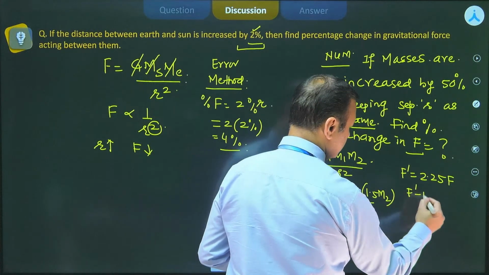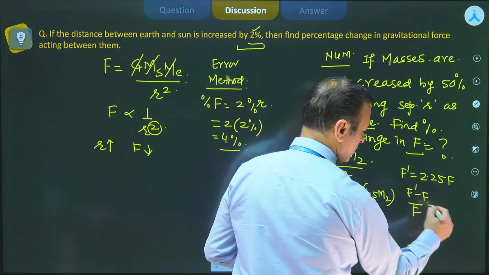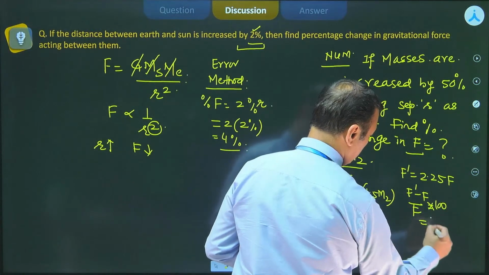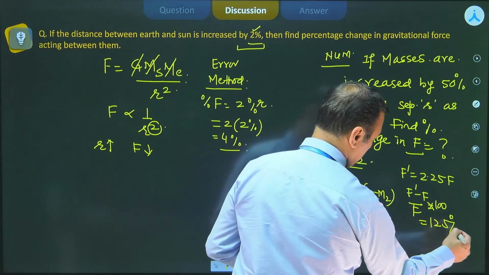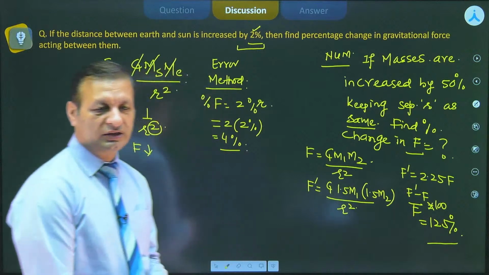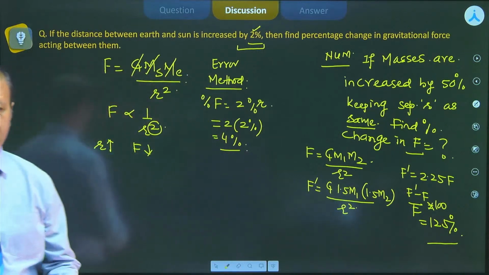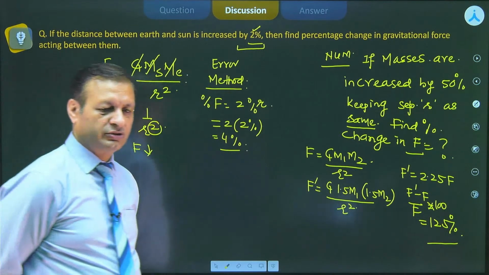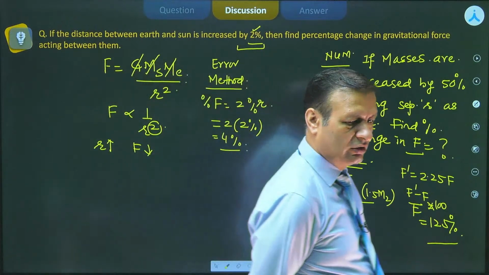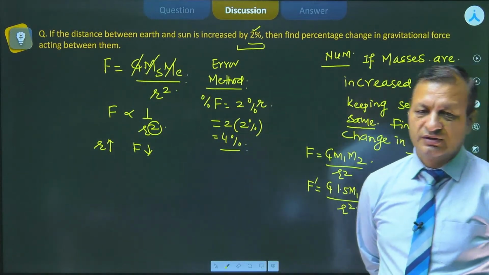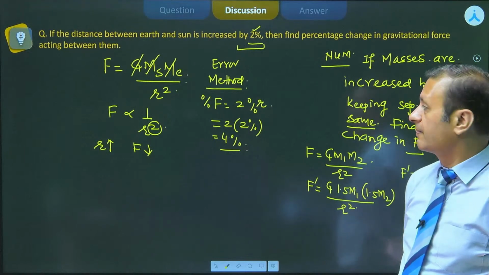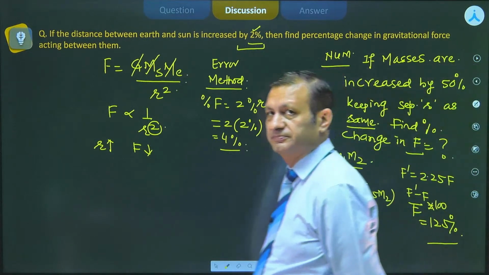Percentage increase, this is into 100, so that would give you 125%. So Aditya Ravinder has also now got the answer as 125%. That's good. Great, Ravinder. Any doubt from this part?